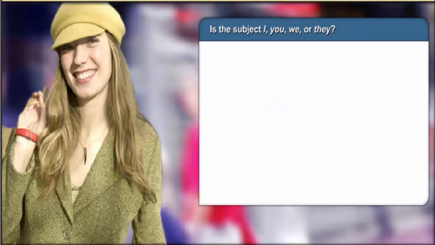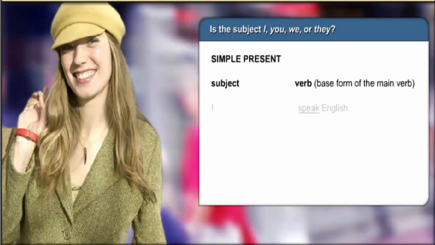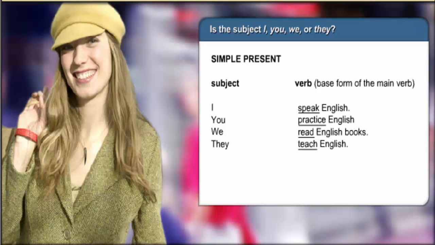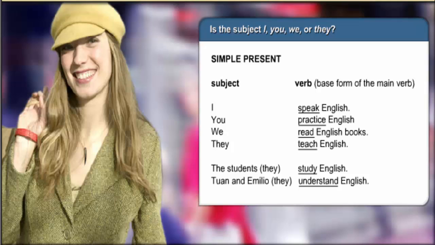Is the subject I, you, we, or they? To form the simple present with the subjects I, you, we, or they, use the base form of the main verb. I speak English. You practice English. We read English books. They teach English. This is also true for nouns represented by these subject pronouns. The students study English. Tuan and Emilio understand English.